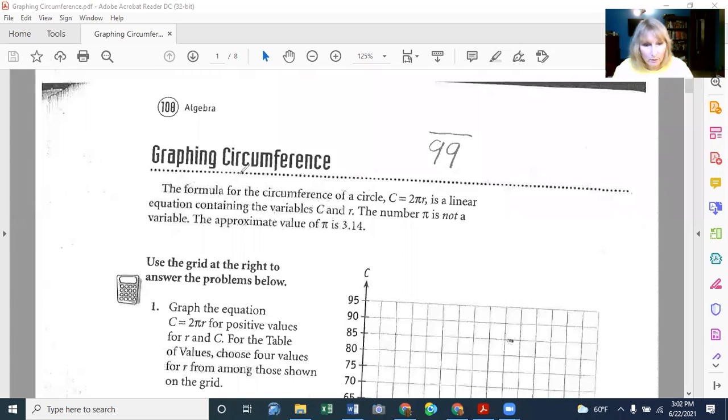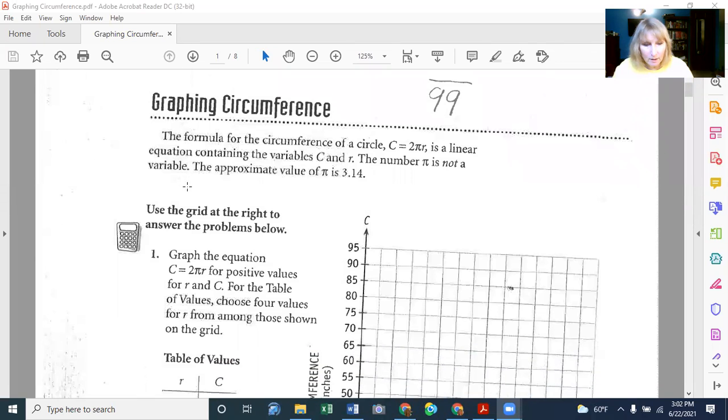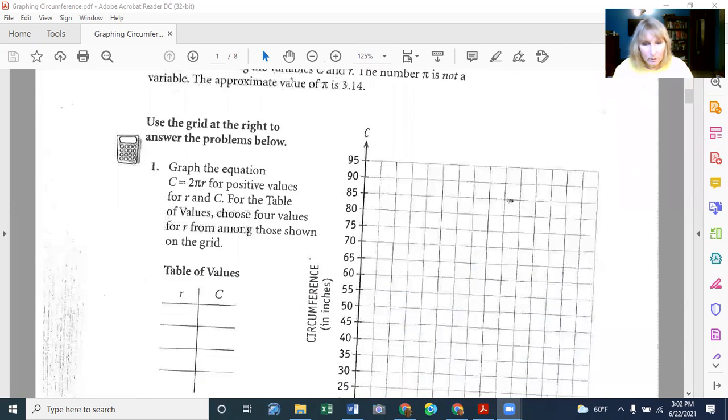So you're going to start with graphing circumference, and they give you a formula right here. C, circumference, equals 2 times pi times r, r being the radius. If we remember what radius is, if I drew a perfect circle here, the radius is the line that goes right through the center to the edge of the circle. The radius is half of the diameter. The diameter is the distance across the entire circle.